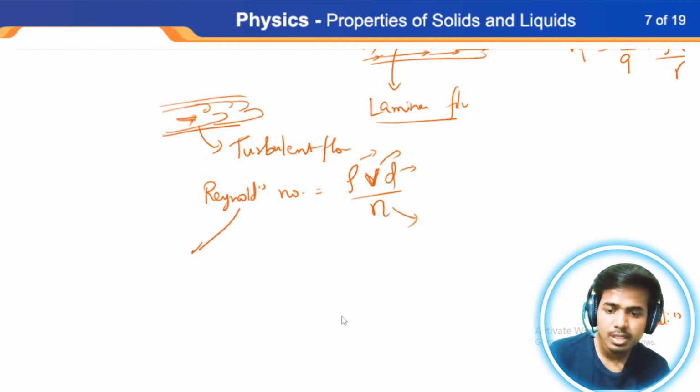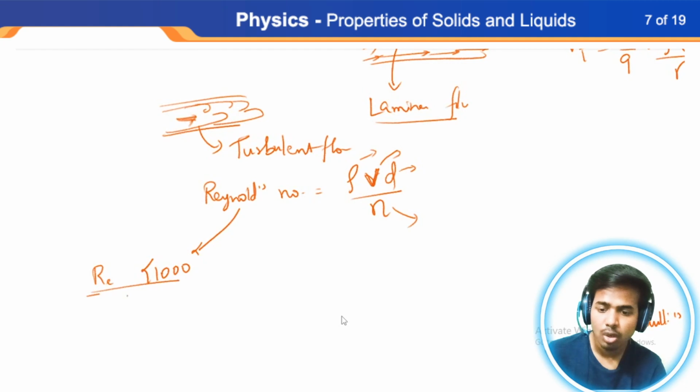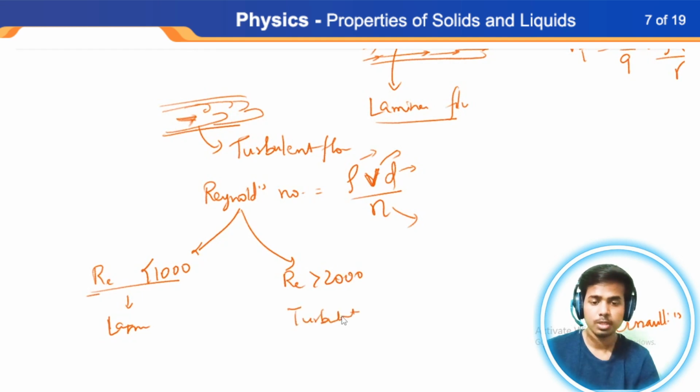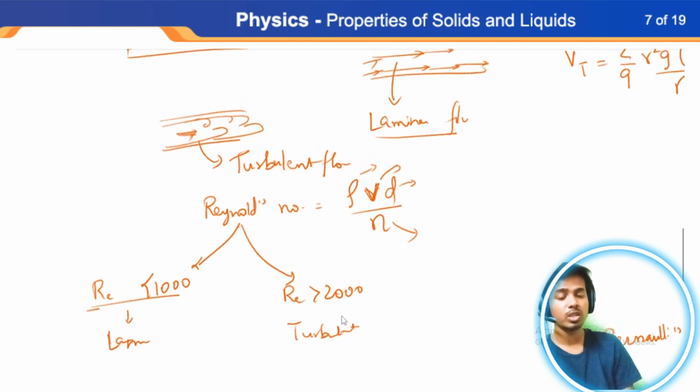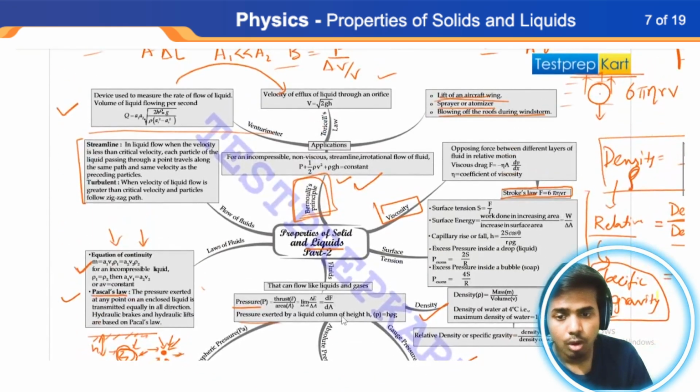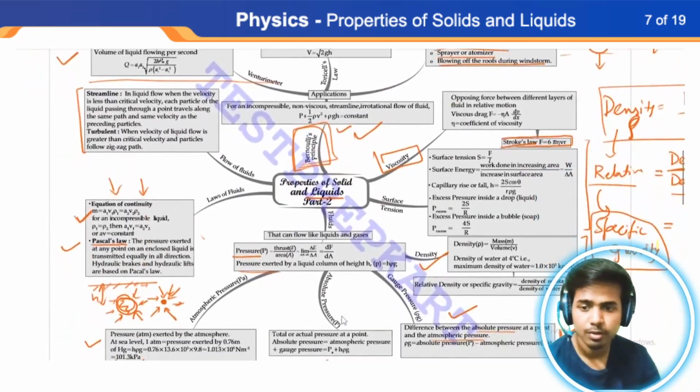When you have the Reynolds number within 1000, this type of flow is called laminar flow. And if you have the Reynolds number greater than 2000, it is called turbulent flow. So on the basis of Reynolds number, it is decided whether it is a laminar flow or a turbulent flow.